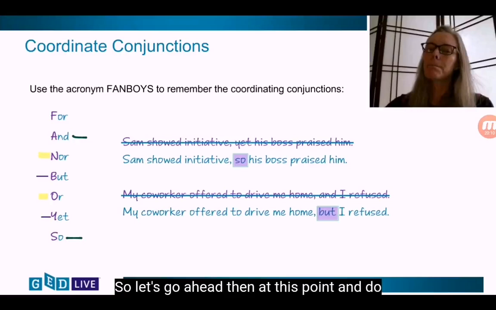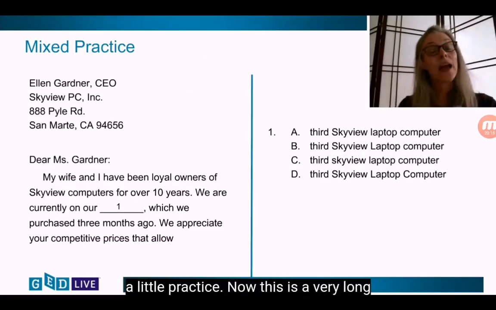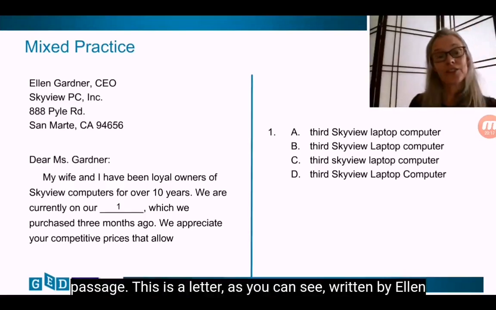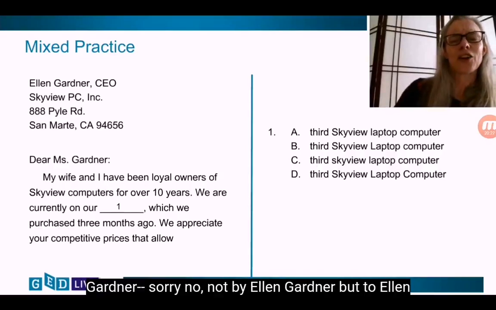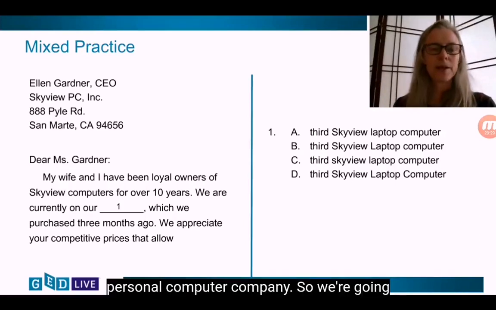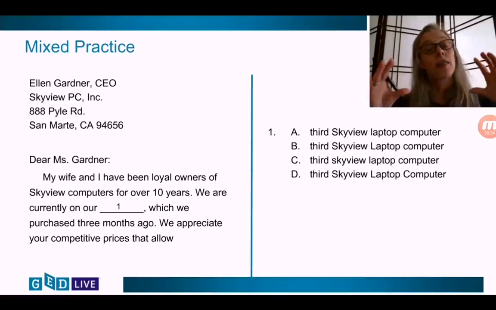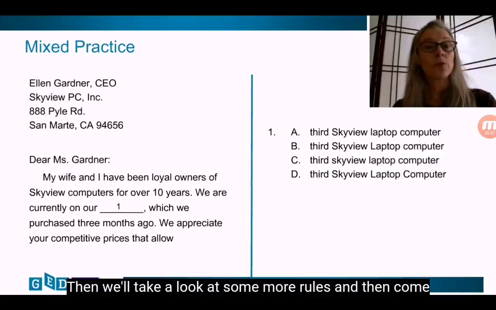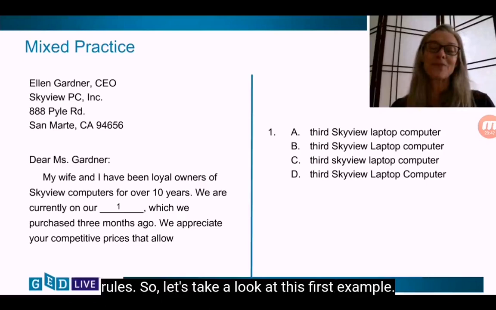So let's go ahead at this point and do a little practice. Now, this is a very long passage. This is a letter, as you can see, written not by Ellen Gardner but to Ellen Gardner, from a customer of the Skyview personal computer company. So we're going to work through a few of these examples. Then we'll take a look at some more rules, and then come back and finish this up and apply some of those additional rules. So let's take a look at this first example.